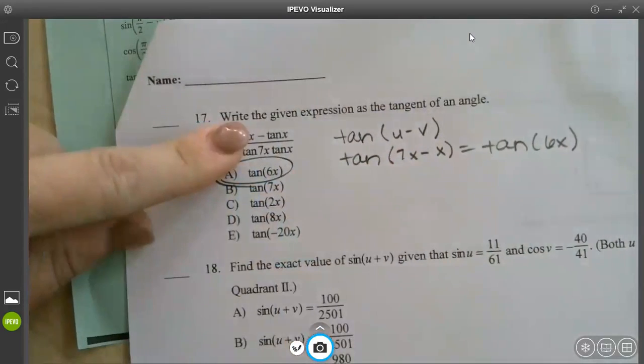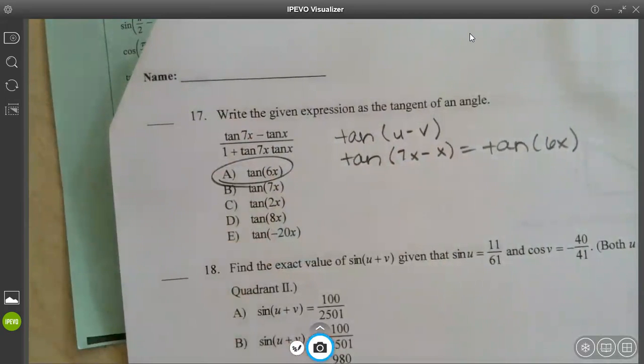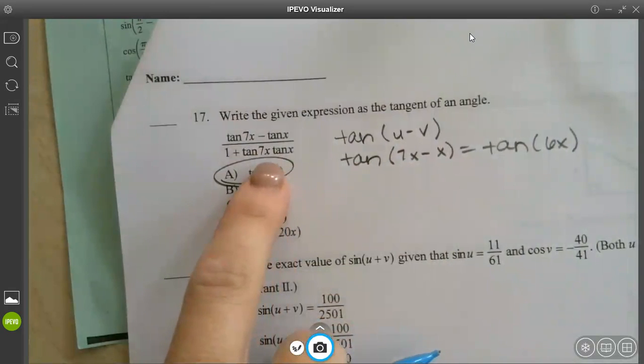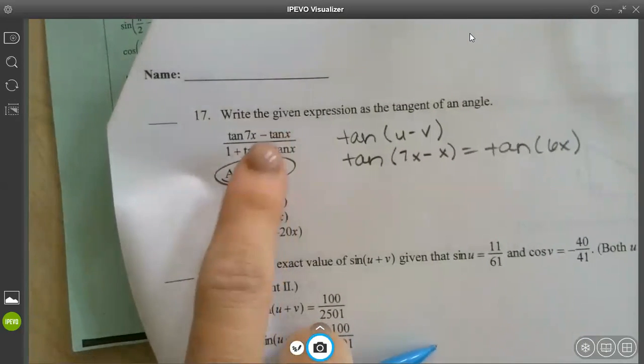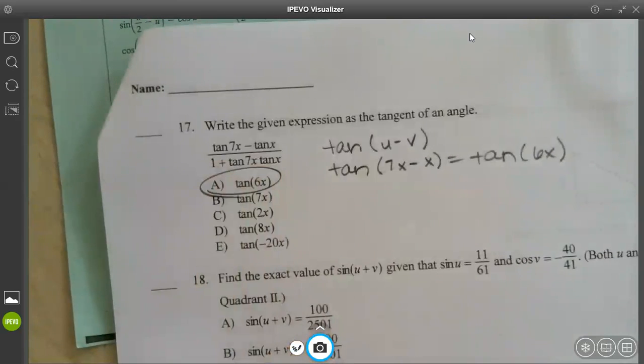Yeah, put this into y equals, then put these into y2 and see which one matches on the graph. Got it? Do I have to have this one in radian mode? Do I have any pi? No, so I don't have to. It doesn't matter which one you put it in. All right, look at your next one.